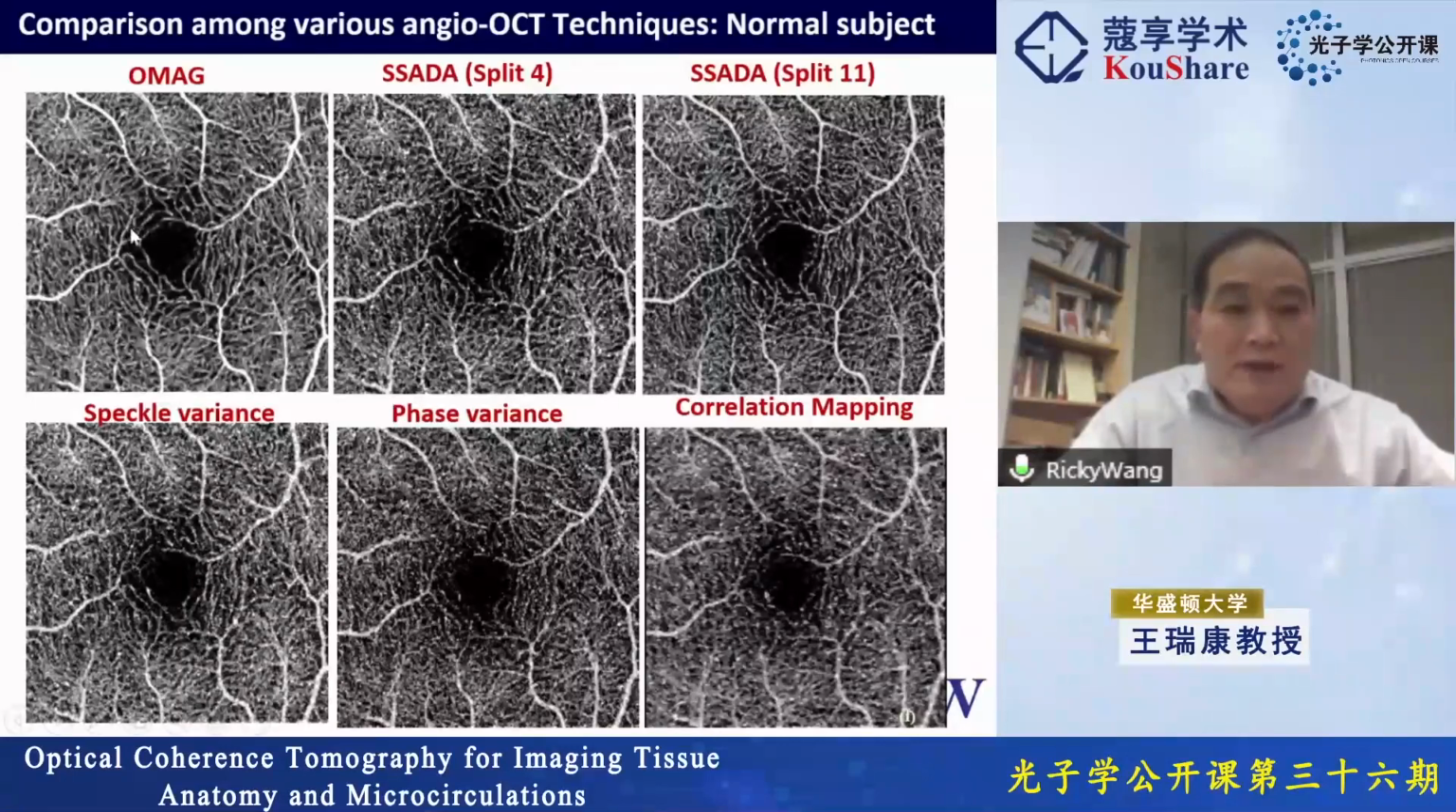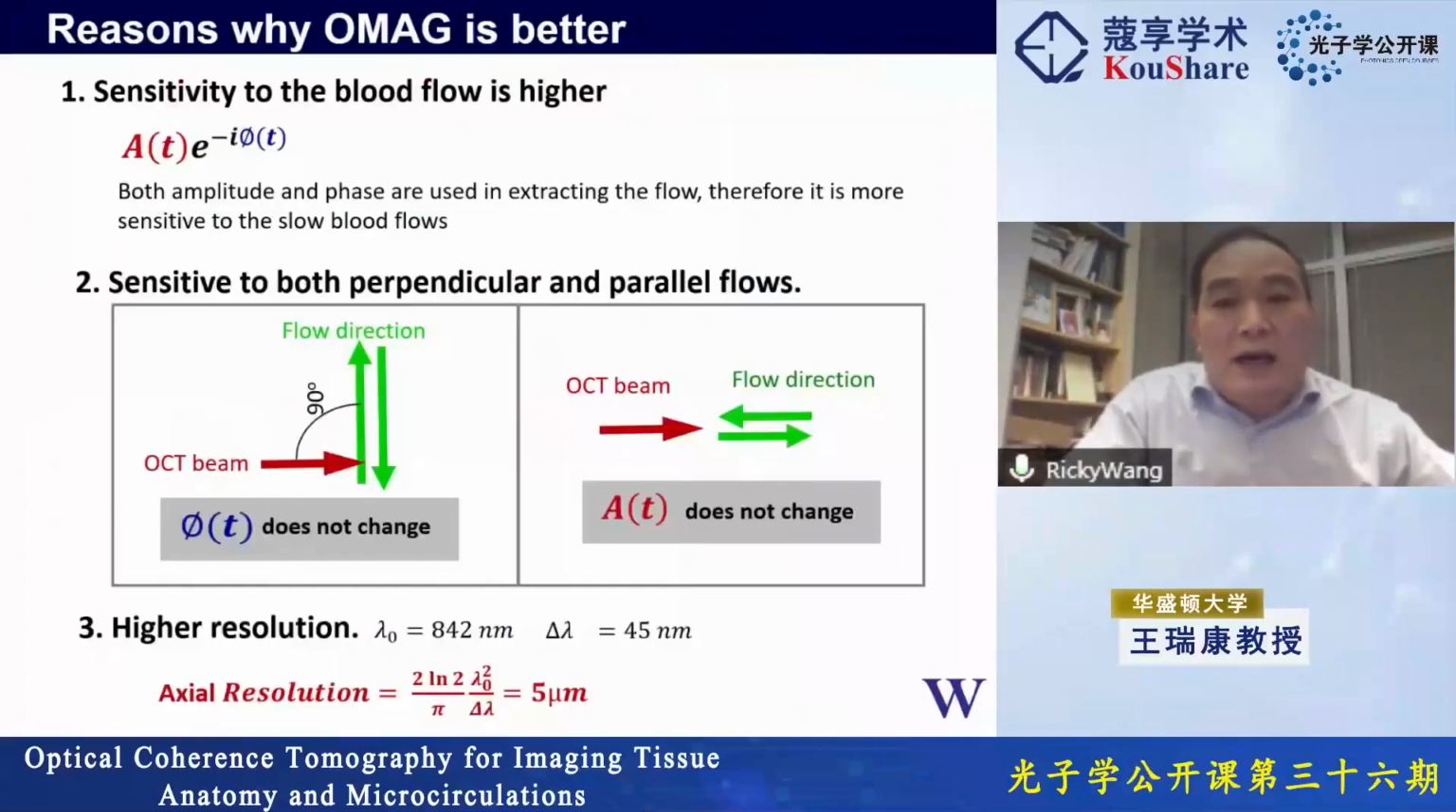If you look at the vasculature network over here, the network is more smooth than the other approaches. For example, SSADA is using amplitude, and the speckle variance also uses the amplitude, and the phase variance is using the phase information. Correlation mapping is using the amplitude information. Okay, so this is a kind of comparison. Looks like if you use the complex function to contrast the blood flow, it gives you the best quality of the images. And why is the complex function better?